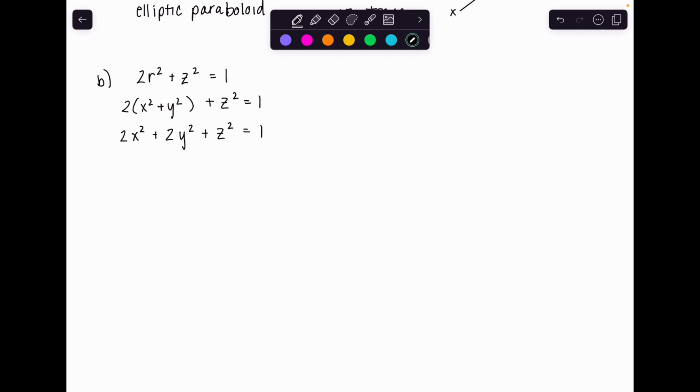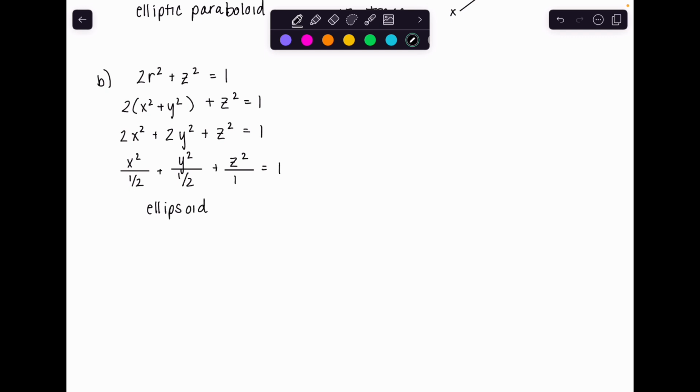I have equals 1 on this side, which is good, but the problem is I need something underneath the x squared and y squared to tell me how far out I go in each direction. I don't like that 2 next to it. So instead, saying 2 times is the same as saying x squared divided by a half, because you multiply by the reciprocal. This is y squared divided by a half, and then z squared is divided by 1. So this gives us that ellipsoid.